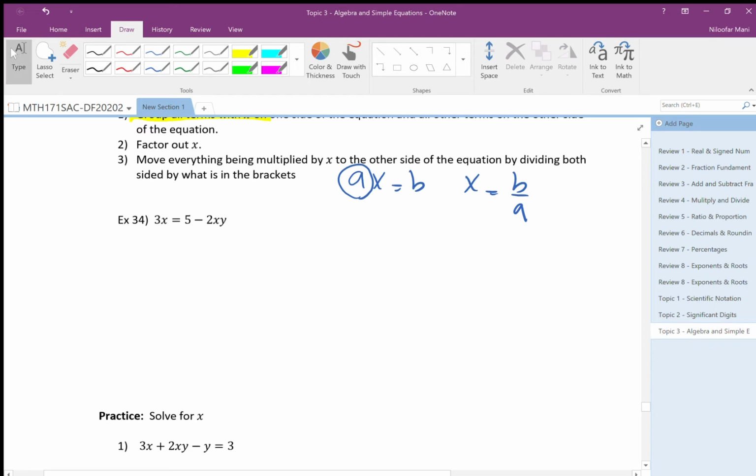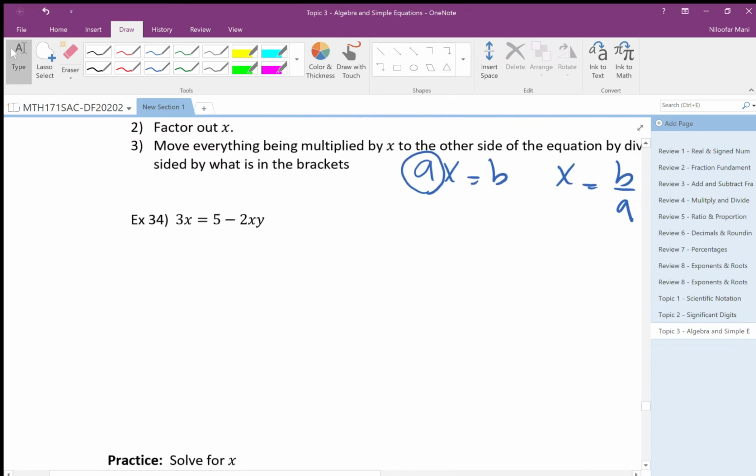Okay, so look at the question here. Can I simplify both sides? No, I don't need to, because it's already simplified. One of them is 3x, one of them is 5 minus 2xy. They are not like each other, so I cannot combine them. Do I need least common denominator? No, I don't see any fraction. Okay, so what should I do? The main point is all x on one side. I want to solve for x.